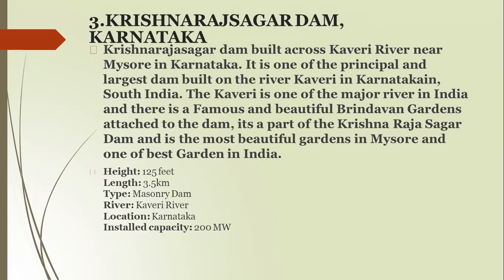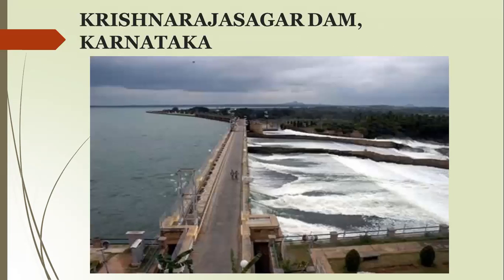Then Krishna Raj Sagar Dam from Karnataka, having height of 125 feet, length of 3.5 kilometers. So it is a masonry dam. So it is made up of stone masonry. It is built on the river Kaveri. So it is also one of the important dams nearby Mysore in Karnataka. It also has the installed capacity of 200 megawatts.